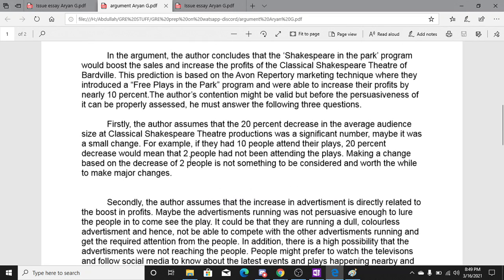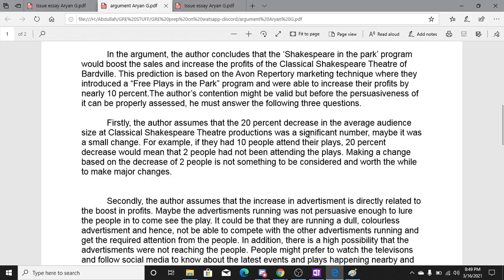Okay, it starts. Firstly, the author assumed that a 20% decrease in the average audience size at classical Shakespeare theater production was a significant number. Okay. Is this the right tone of question? Maybe it was a small... Okay. No. This is not a question tone.